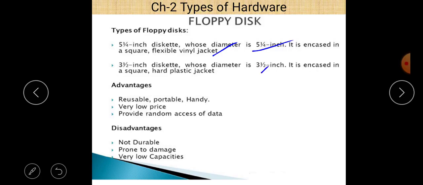Advantages of floppy disk are they are reusable, portable, handy, and very low priced, and they provide random access of data. Disadvantages: not durable, prone to damage, and very low capacities. That is a big disadvantage of floppy disk, that they have very low capacities to store the data.